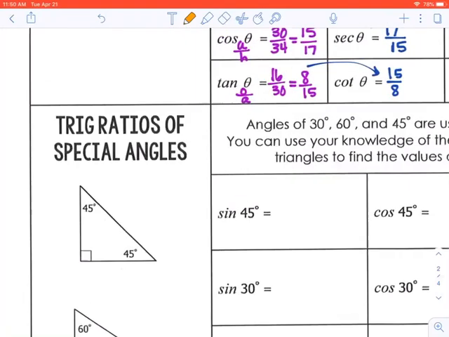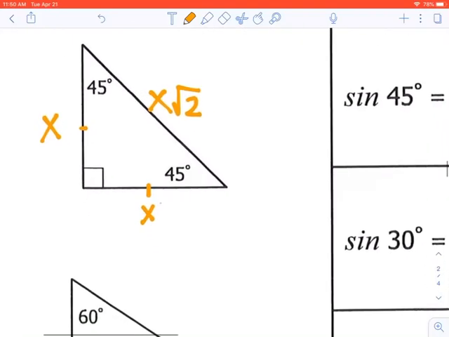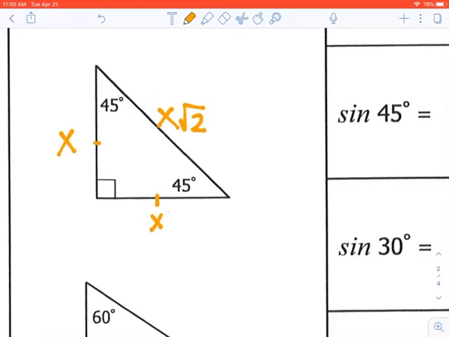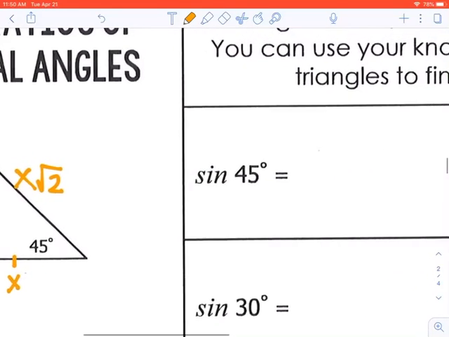So above, when we learned 45, 45, 90, we learned that the sides were equal, and so if I called this side x, I could call this side x. And then we also learned that the hypotenuse was the leg times the square root of 2, so we said, oh, okay, then this is x times the square root of 2, okay? So it's whatever the leg is times the square root of 2. Well, we can use this information to find the trig ratio for sine 45, for instance, okay? So like right here, sine of 45 degrees.